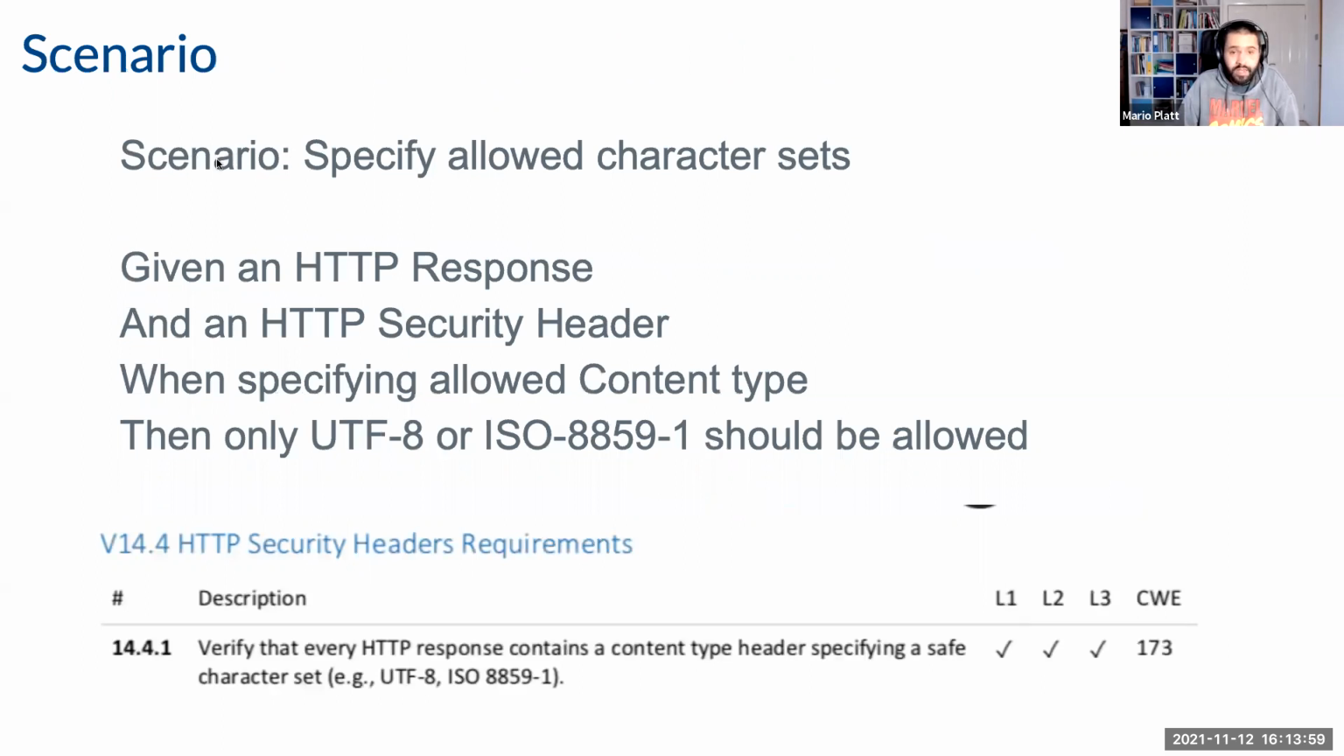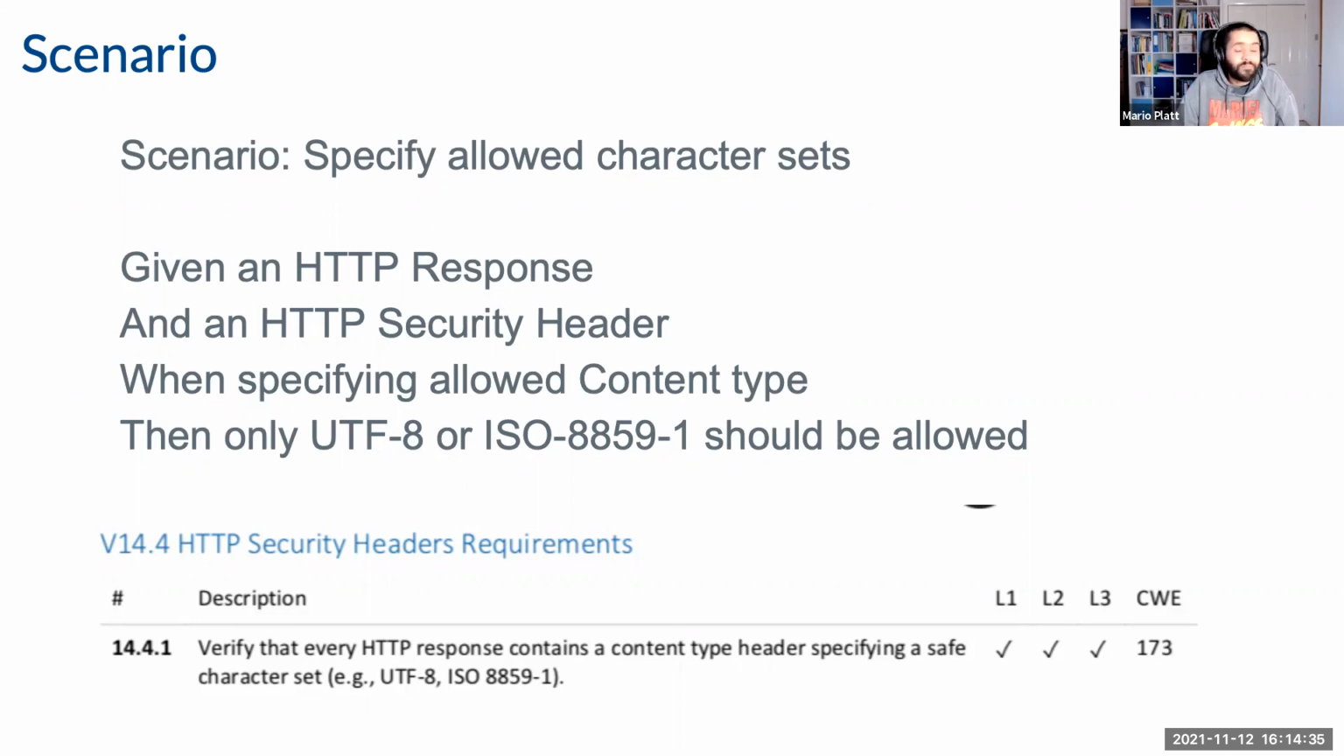And then we could write the scenario, and this is where the Gherkin syntax comes in. In relation to 14.4.1, which is on HTTP security headers, we have this requirement of the safe character sets, that is specified as UTF-8 or ISO 8859-1. And the way to write the Gherkin syntax for this particular requirement would be: given an HTTP response and an HTTP security header in it, when I specify the allowed content type, then I only allow UTF-8 or ISO 8859-1. That's the only thing that I should allow.